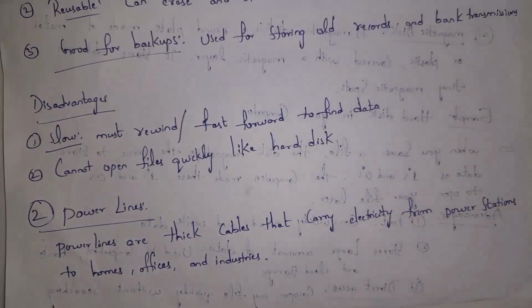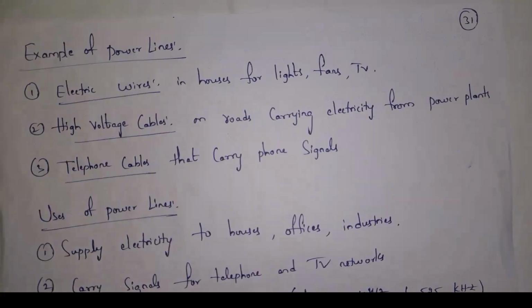Next I will explain what power lines are. Guys, power lines are nothing but thick cables that carry electricity from power stations to houses, offices and industries. Guys, these are examples of power lines. And the first one is electrical wires. Guys, we use electric wires in houses for lights, fans and TVs. High voltage cables. Guys, we use high voltage cables on roads for carrying electricity from power plants. And the third one is telephone cables. These cables are used to carry telephone signals.